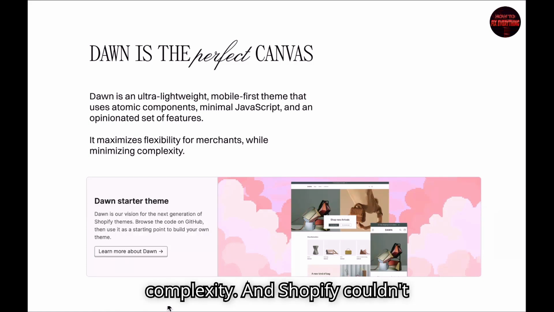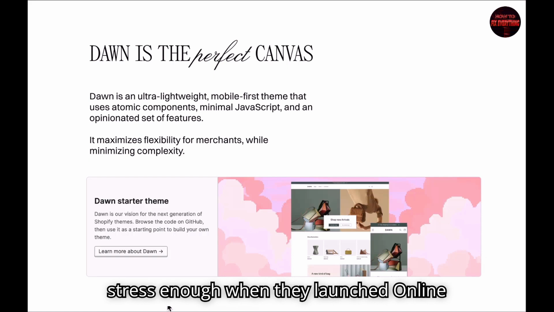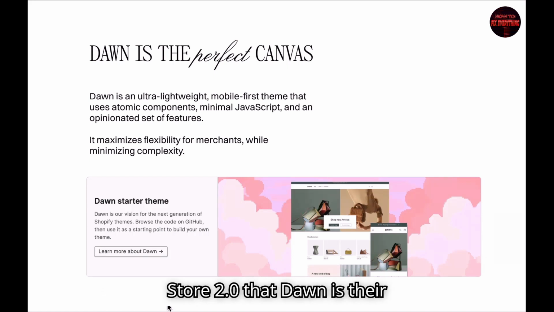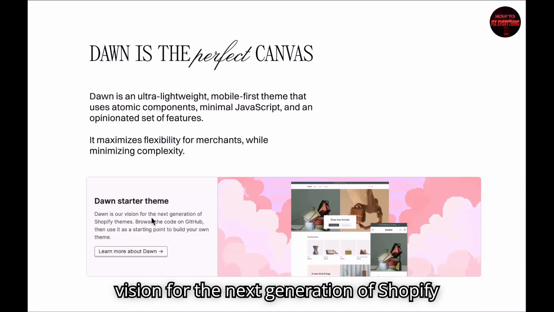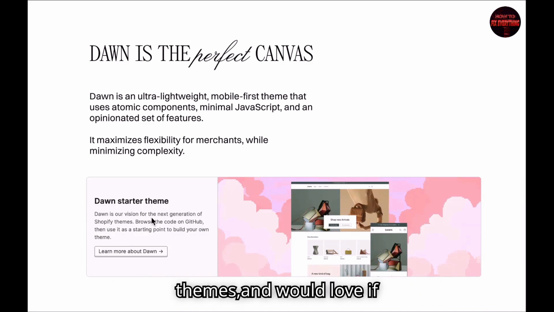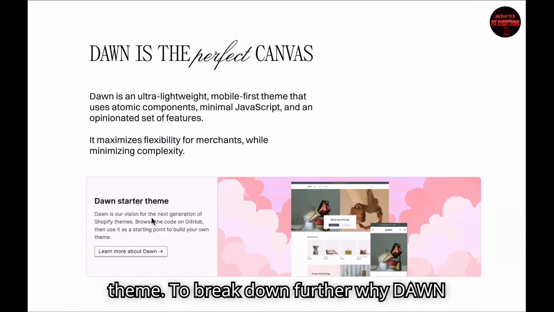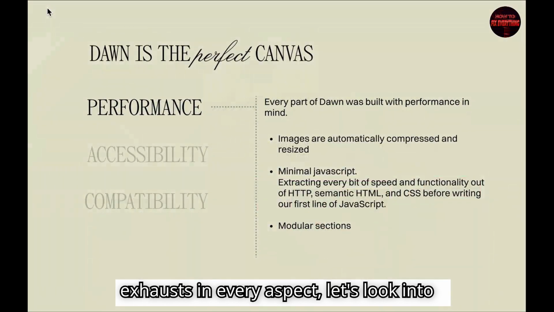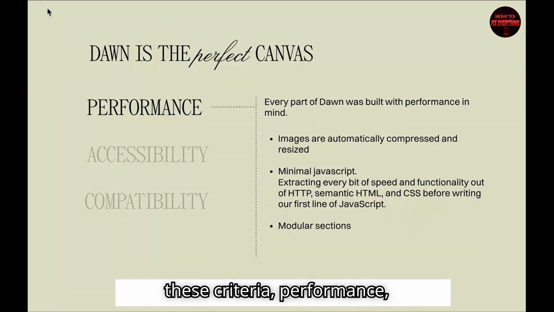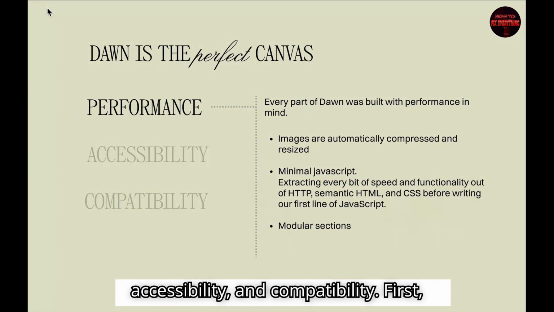And Shopify couldn't stress enough when they launched Online Store 2.0 that Dawn is their vision for the next generation of Shopify themes, and would love it if developers would use it as a starting theme. To break down further why Dawn excels in every aspect, let's look into these criteria: performance, accessibility, and compatibility.